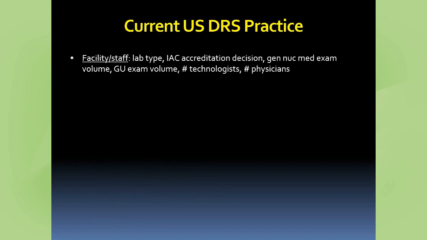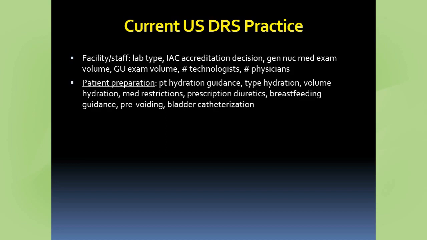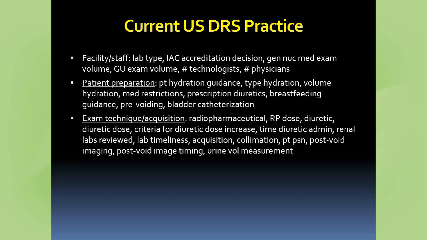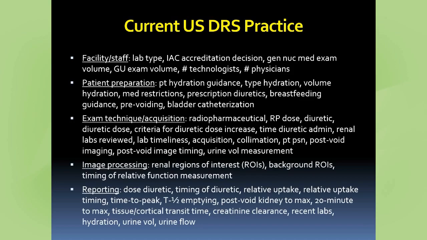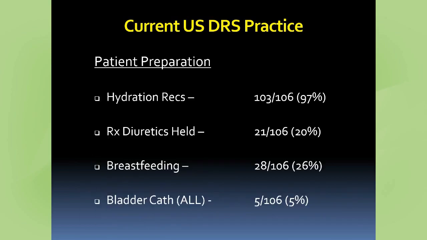So facility and staff, we looked at the lab type, hospital-based versus outpatient, what's their exam volume, what's their GU exam volume, how many technologists and physicians, just to give us an idea of size and experience, to see if there are any trends. Is there something different about a high-volume institution versus a low-volume institution in how they're performing these studies? Then we looked at patient preparation, exam technique and acquisition, image processing, and then reporting. I'm going to tease out some of the highlights to talk about on the next several slides. I will not go over them all in depth.